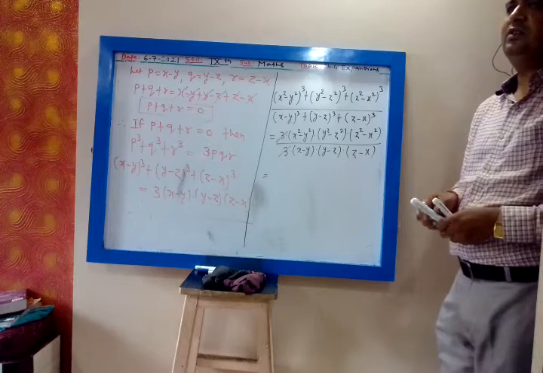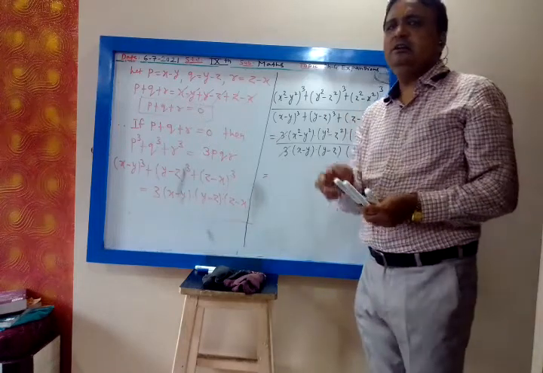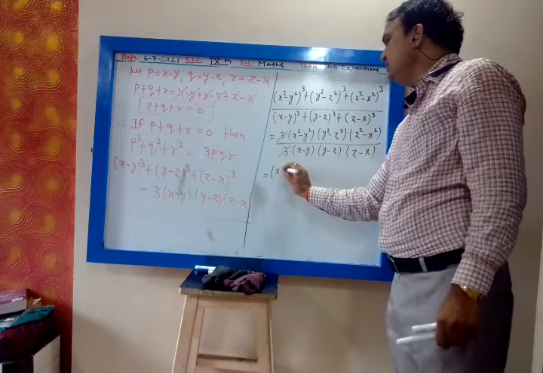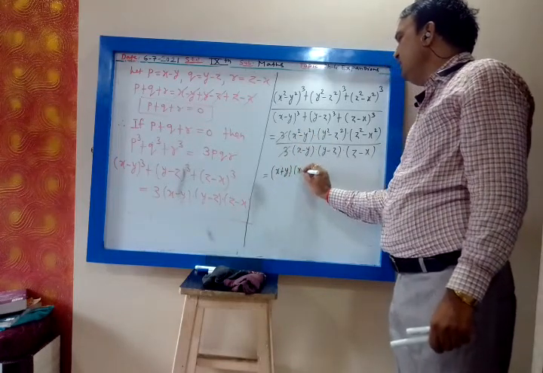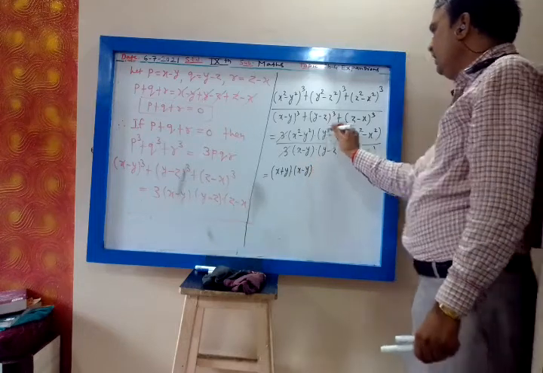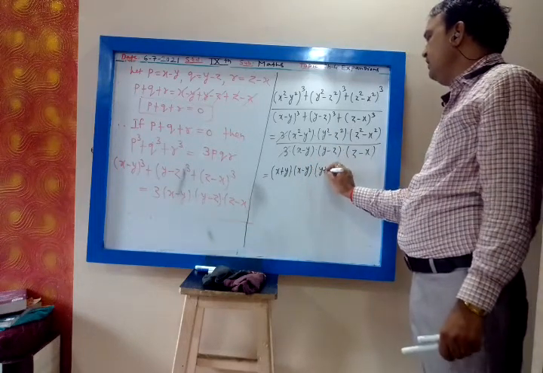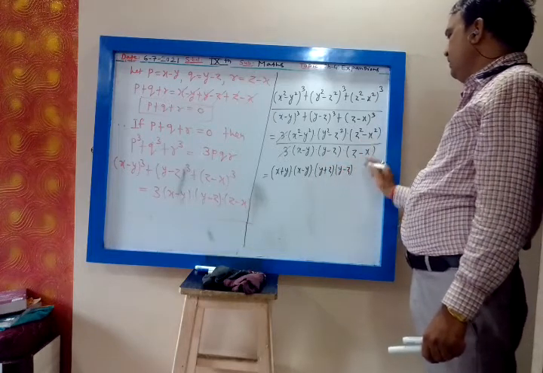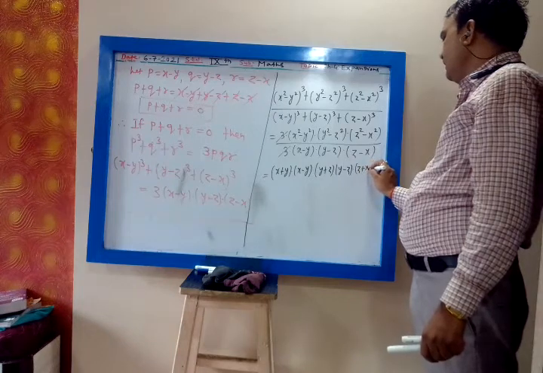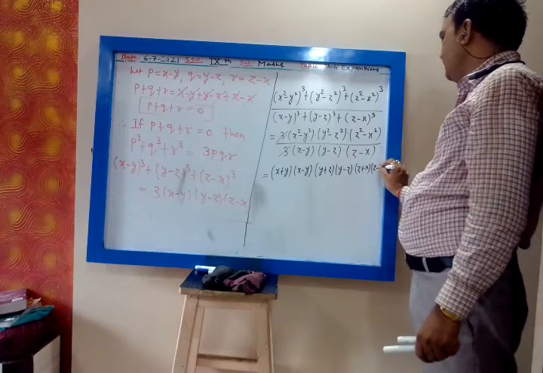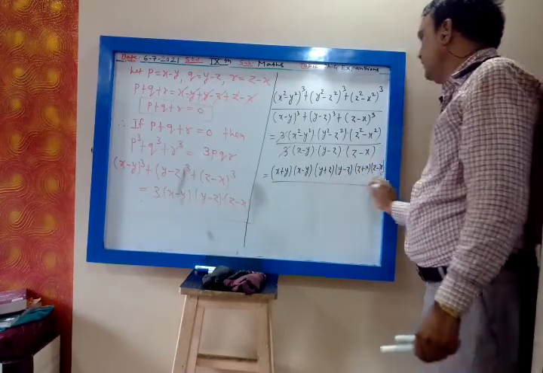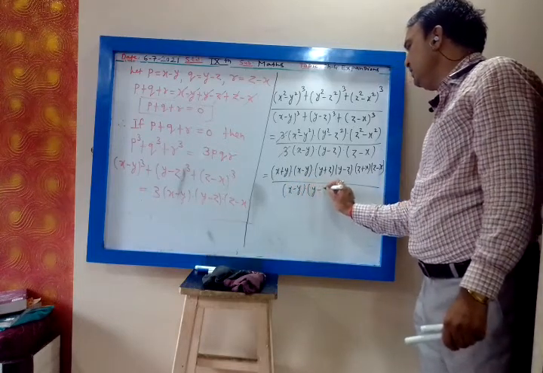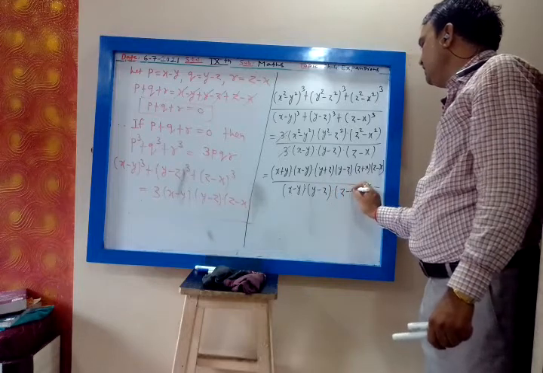So use that formula: a² − b² is (a + b)(a − b). So x² − y² will be (x + y)(x − y). Again a² − b², so that will be (y + z)(y − z). Then again a² − b², that is (z + x)(z − x), upon (x − y)(y − z)(z − x). Now we'll see which terms get cancelled.